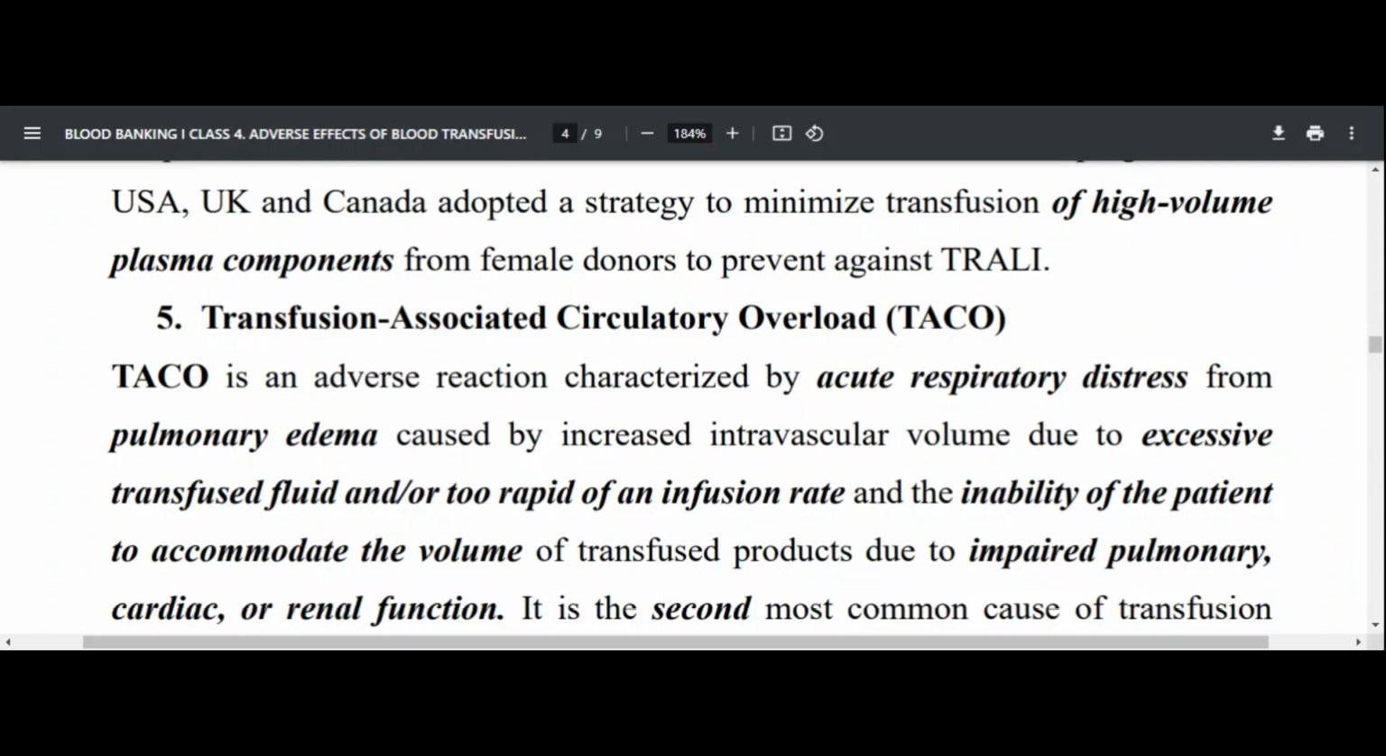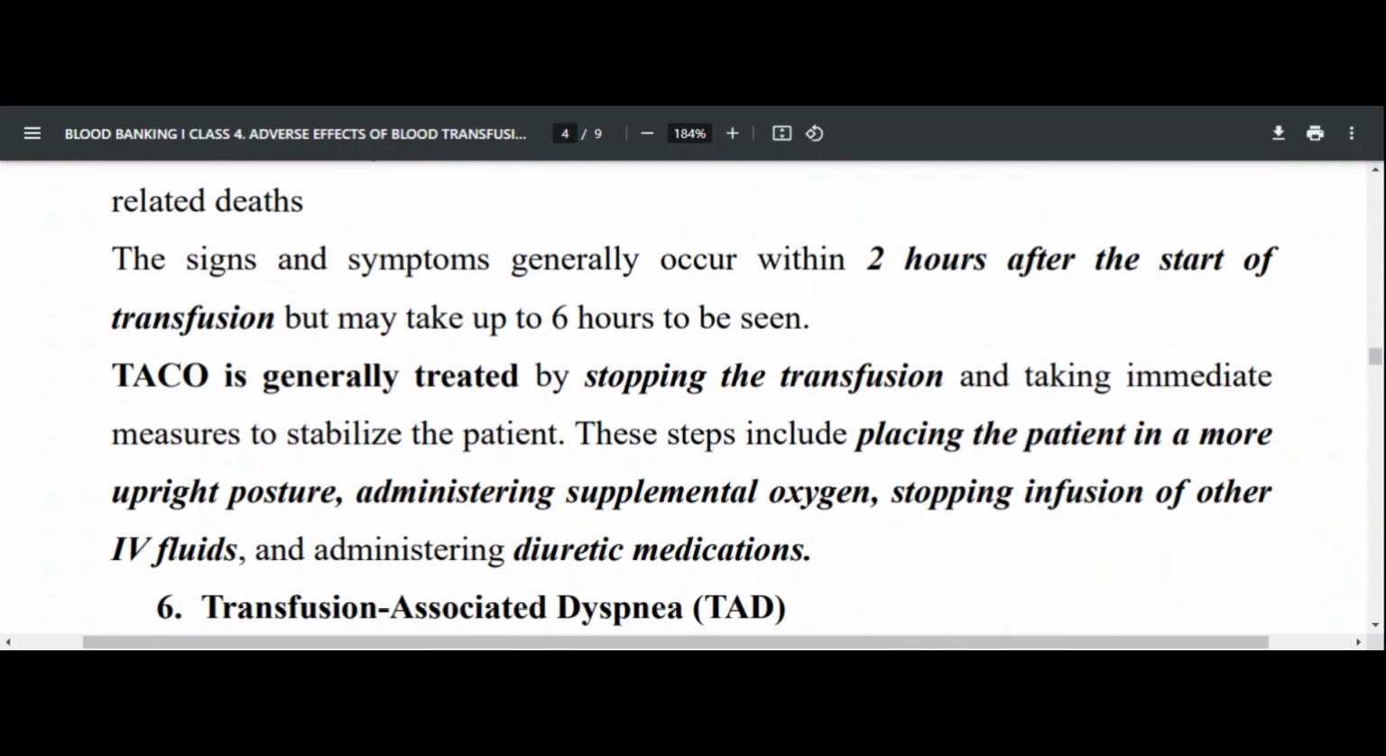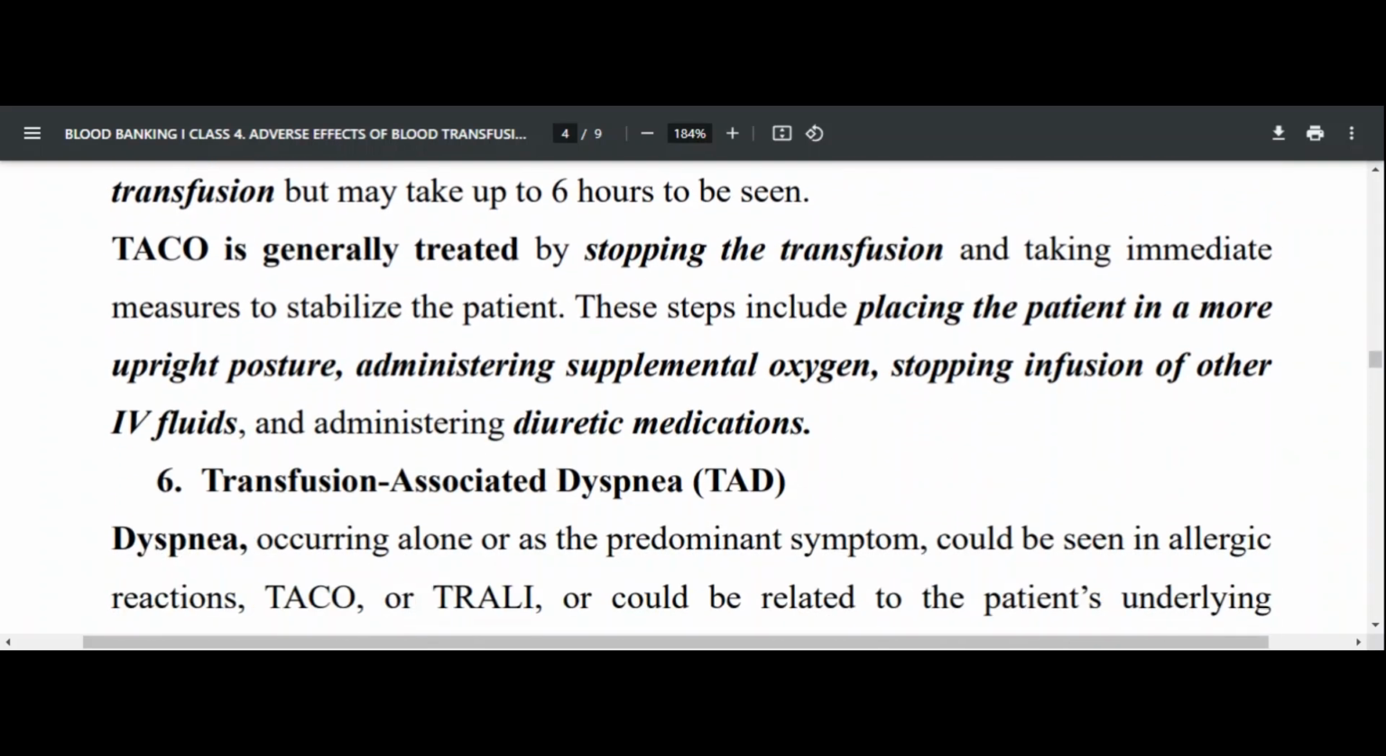But of course, you have to identify the cause and also the patient history. If the patient is experiencing problems of the liver, heart, and kidneys, that could lead to TACO, even with a moderate or normal rate of infusion. And you have to go through the inclusion criteria for TRALI in order to diagnose it. That is also helpful to you.